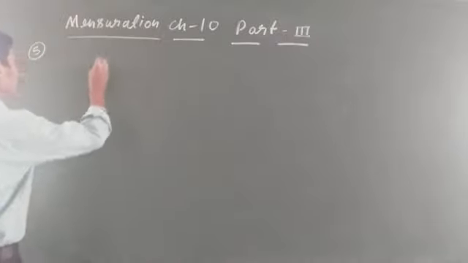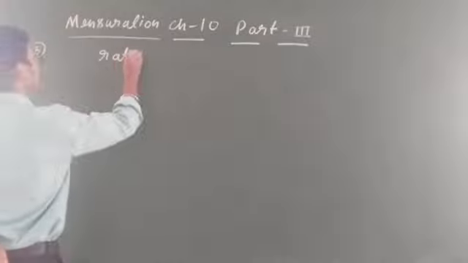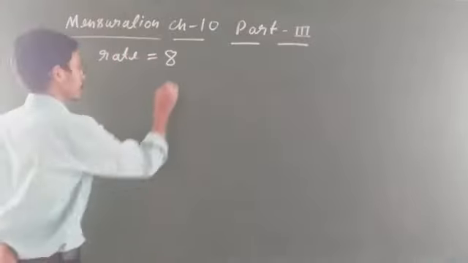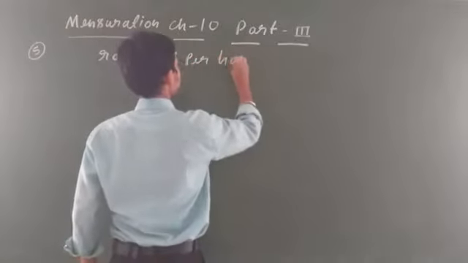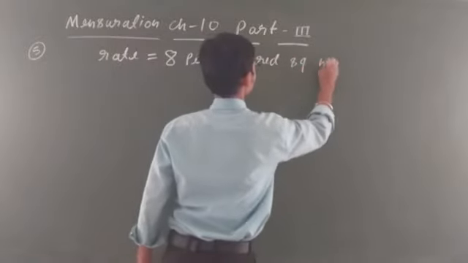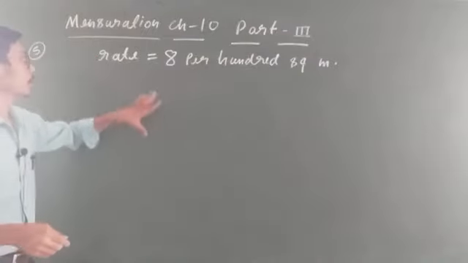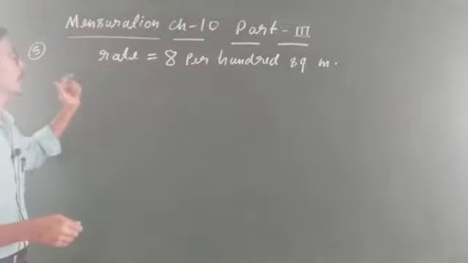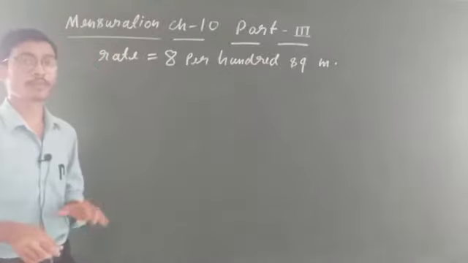One important thing here: what is given? Rate is given, 8 per 100 square meter. Student, this is the key of the question. If you understand this thing, you will solve the question very easily. But what is the meaning of this? Rate is given 8 per 100 square meter. First tell me one thing: in this question, what do you have to find out?